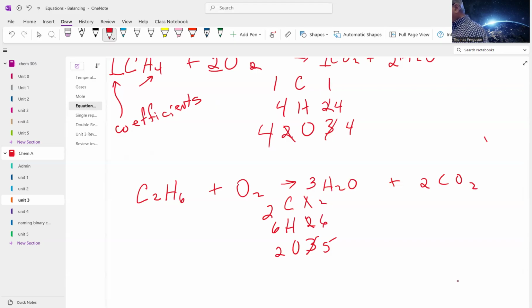Oxygens now are 3 and 4. Everyone see where we got 7 oxygens? 7 total oxygens on the right. But what's left? Oxygens. They come in 2s on the left. How do we get 7 oxygens that come by 2?